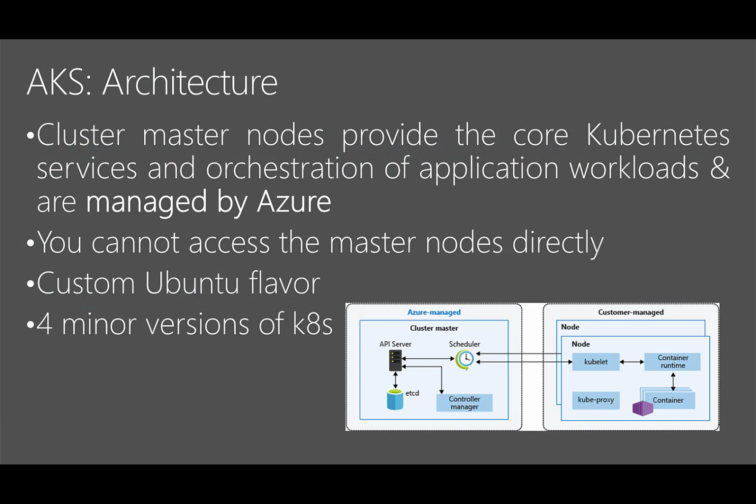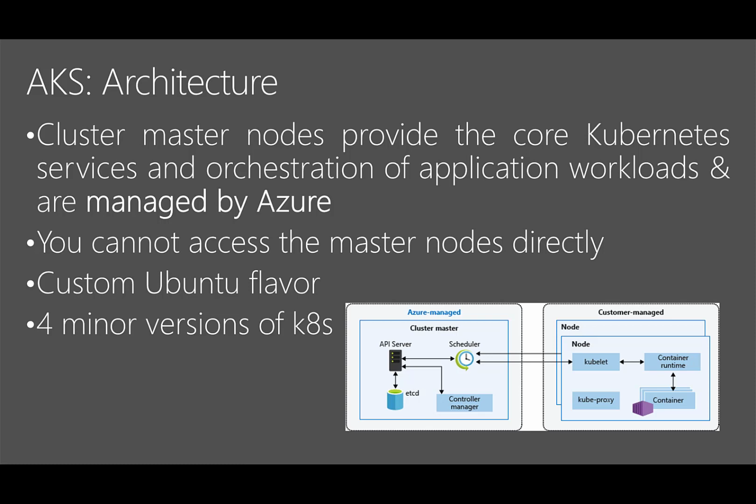So first thing we're going to talk about is a little bit of the architecture. As you can see in the picture I'm showing, there is an Azure Manage box on the left and then a Customer Manage box on the right. The left side basically is where the cluster master nodes are. They provide the core Kubernetes services and orchestration, and it's absolutely managed by Azure. That means that you cannot access the master nodes directly. On the other hand, on the right side, you have the nodes that are managed by us, by the customers.